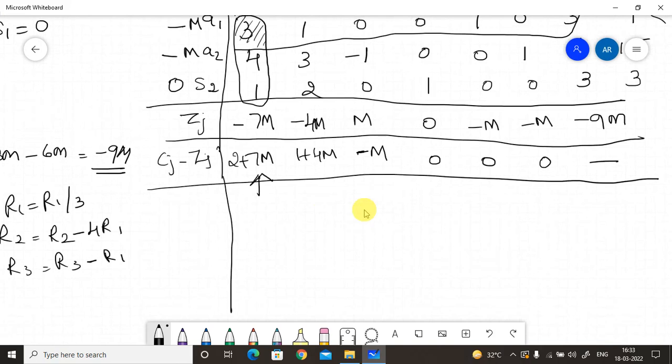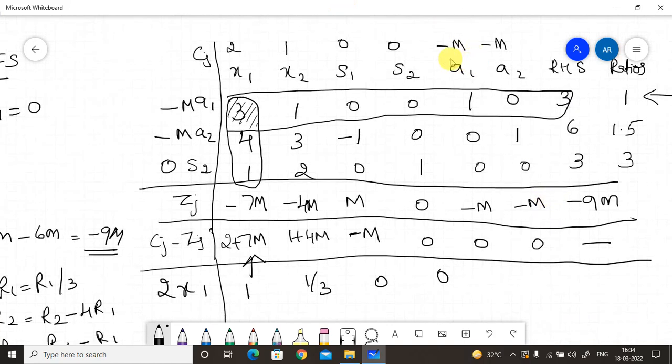Next I will apply the formula R1 by 3. So this will become 1 and this becomes 1 by 3. This is 0, 0. Minus m a1 has already left us, so there is no point in calculating that, so it is a dash. Minus m a2 will be 0, and the RHS value will be 3 by 3, that's 1.